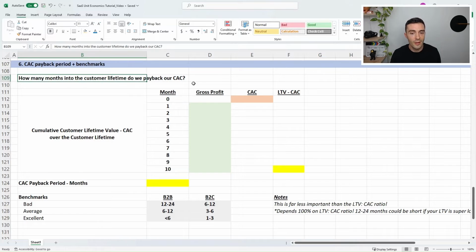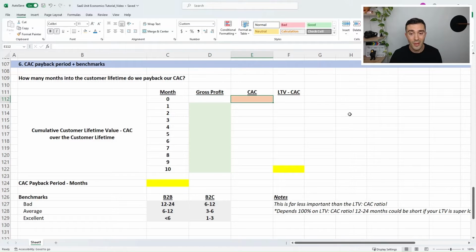Section 6, CAC payback period plus benchmarks. So we know because of our LTV to CAC ratio that when we invest a dollar in marketing, we make $5 back in profit, but the payback period is going to tell us what the cash flow dynamics are, and over what period of time we become profitable on that initial CAC, and then what the tail is on those profits. So we want to understand, once we put in the CAC and acquire the customer, when do we make the CAC back fully and get into the profit part of the customer lifecycle? How many months into the customer lifetime do we pay back our CAC?